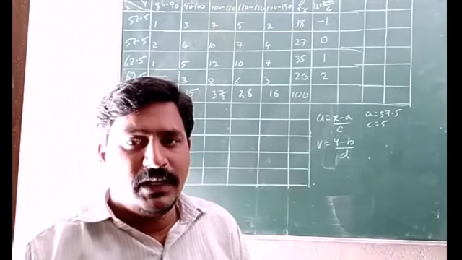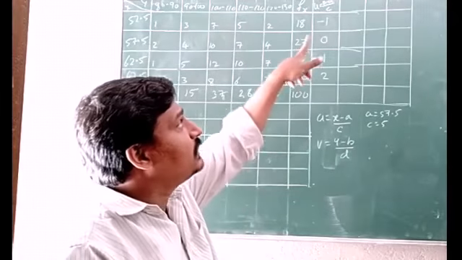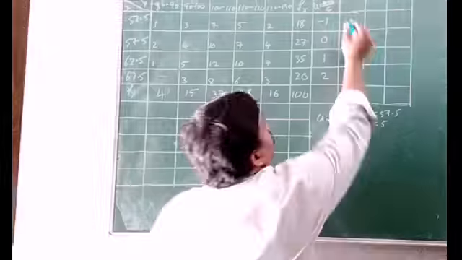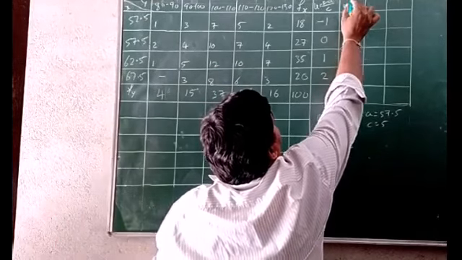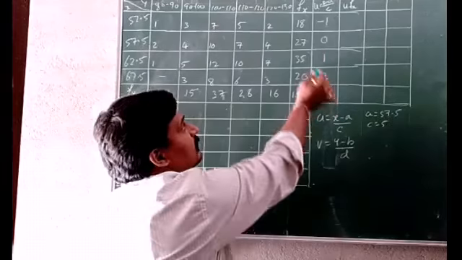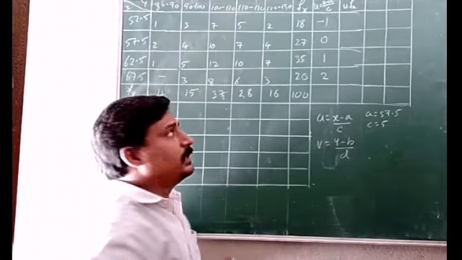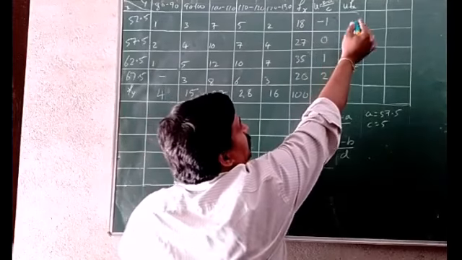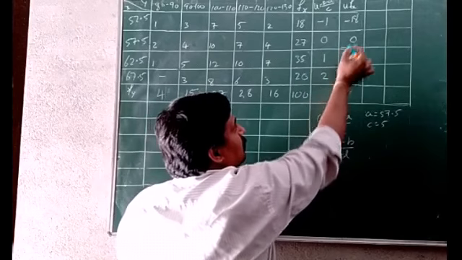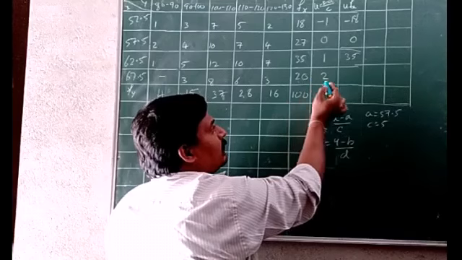One column is finished. Next, what columns do we need? We need the fx into u column. So we name it ufx, u into fx. The u column is here. The fx column, that is the frequency of x column, is here. So multiply both here. So 18 into minus 1 is minus 18. 27 into 0, 0. 35 into 1, 35. 20 into 2, 40.